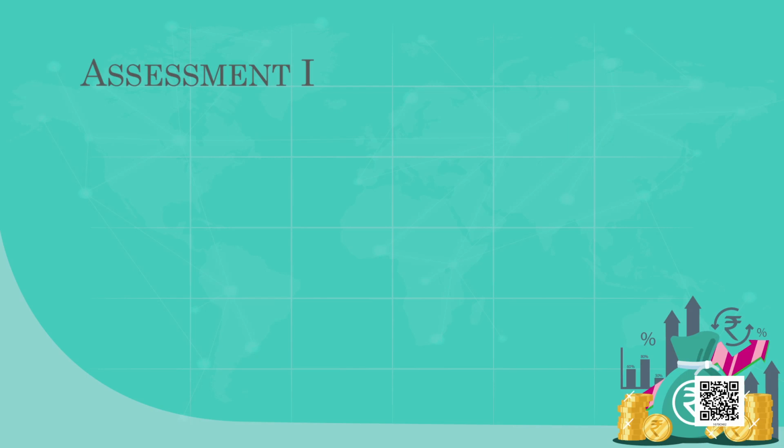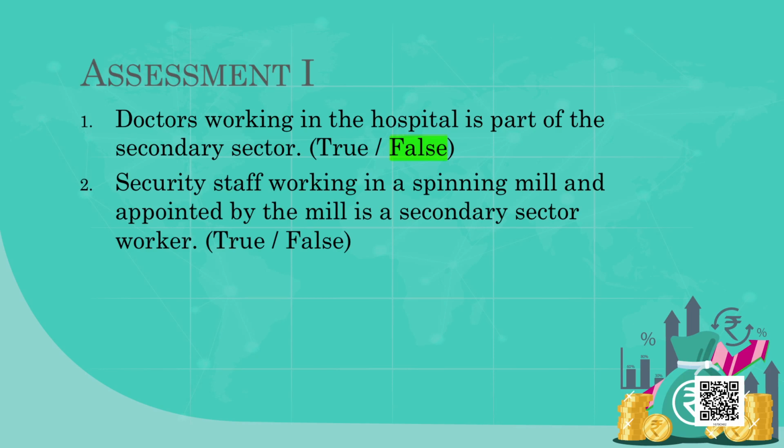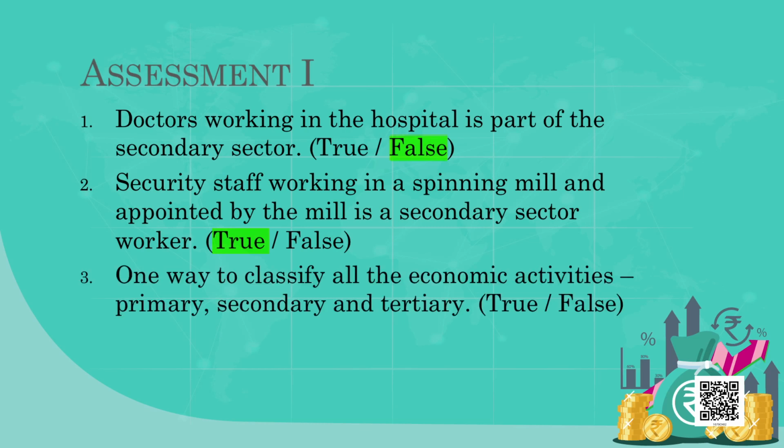Now you have classified the goods. Now one more assessment, and you can answer by tick mark by saying true or false. Doctors working in the hospital is part of the secondary sector. True or false? False. Correct. Security staff working in a spinning mill appointed by the mill is a secondary sector worker. True. Good. One way to classify all the economic activities is primary, secondary and tertiary. True or false? True. Good.